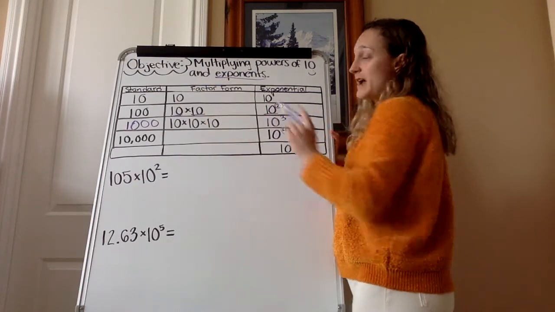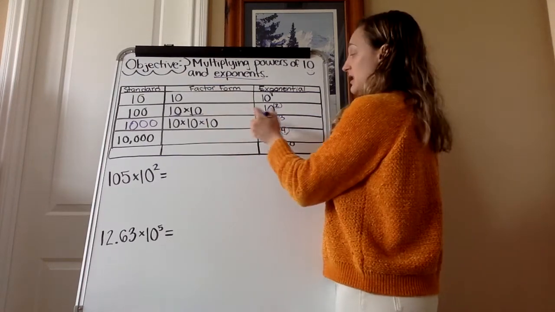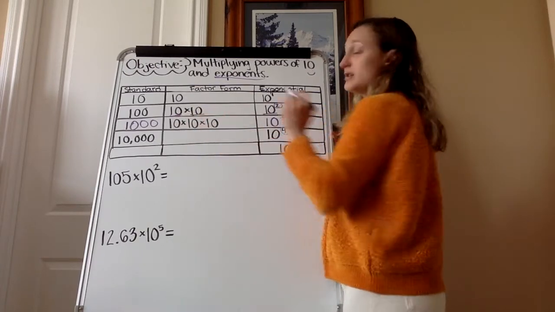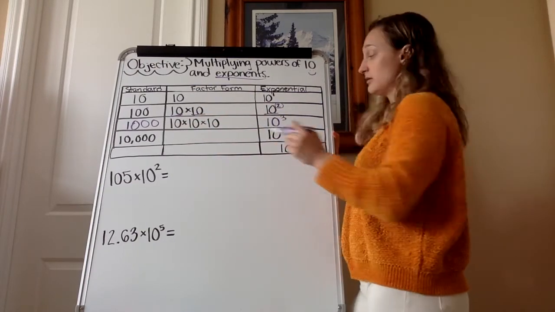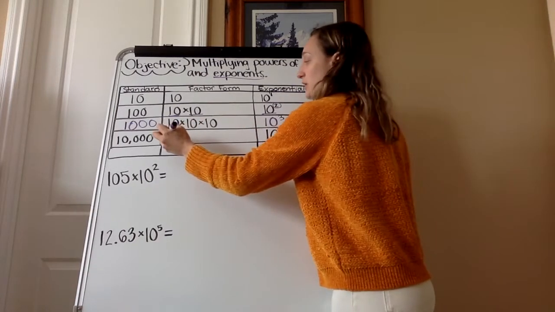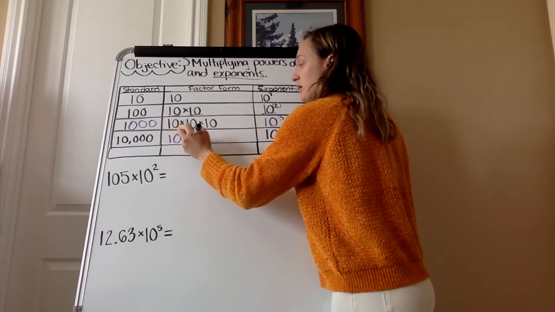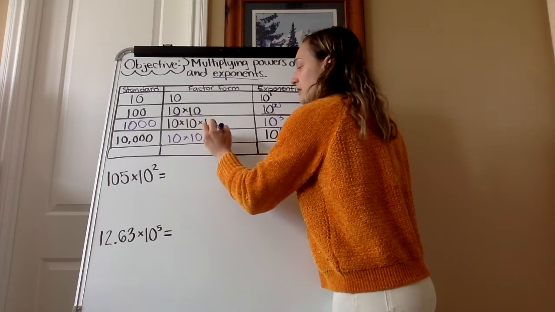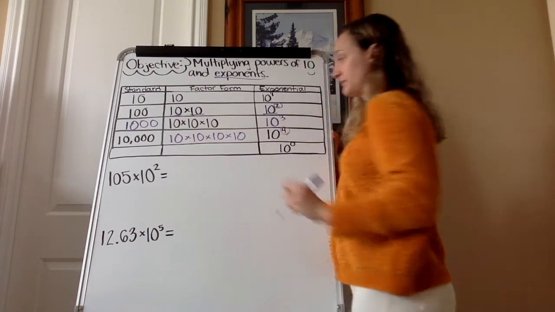So for our factor form, if 10 to the third power is 3 10s multiplied together, 10 to the fourth power is 4 10s multiplied together. 1, 2, 3, 4. Okay?